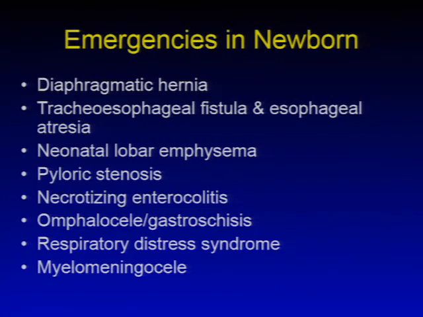I think that what we'll do is we'll begin with discussing some of the emergencies that occur in newborns. These are the basis of pediatric anesthesia and are very important points that are focused in any form of review. First, we'll discuss diaphragmatic hernias that occur in newborns, the presence of tracheoesophageal fistula and esophageal atresia, neonatal lobar emphysema, pyloric stenosis, necrotizing enterocolitis, omphalocele and gastroschisis, respiratory distress syndrome, as well as myelomeningocele.